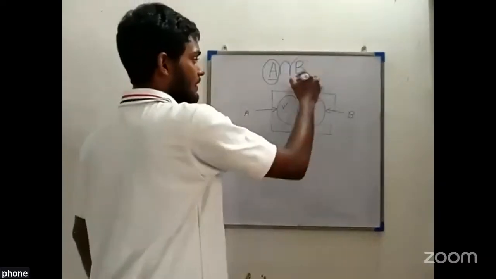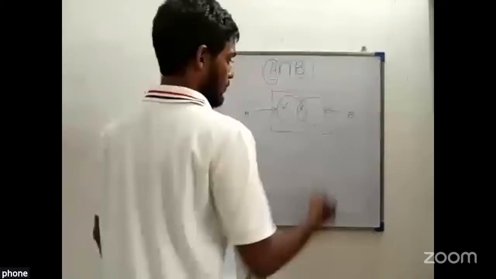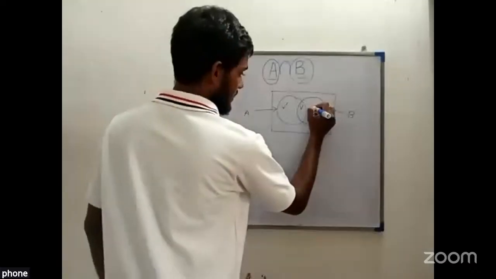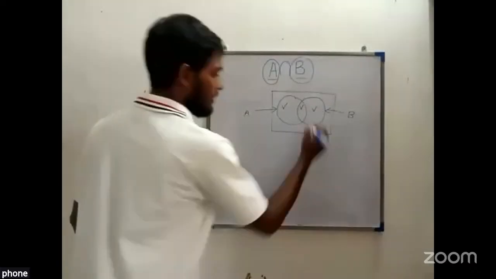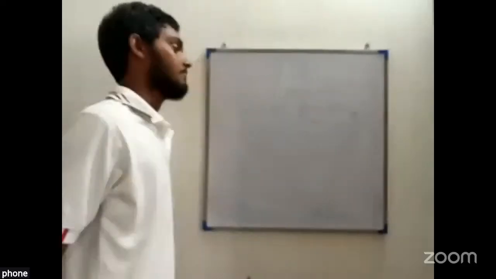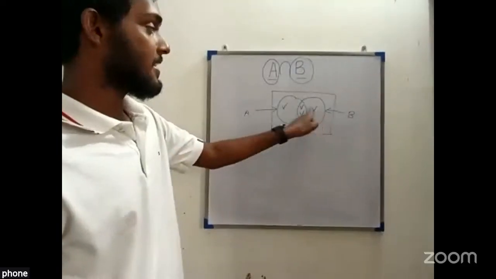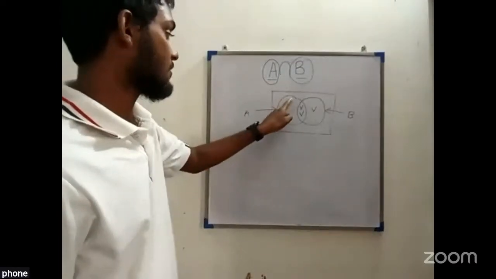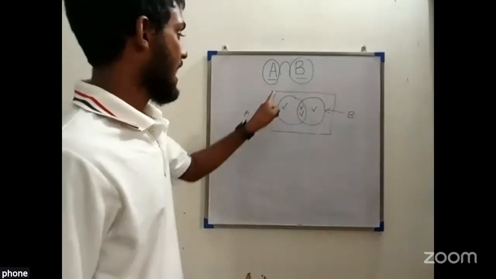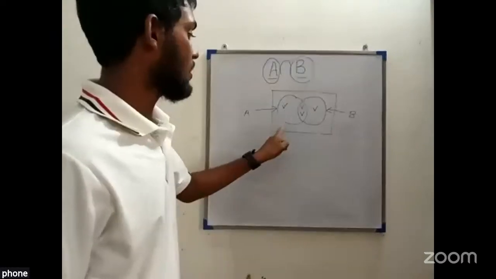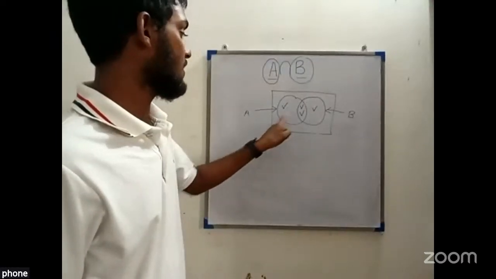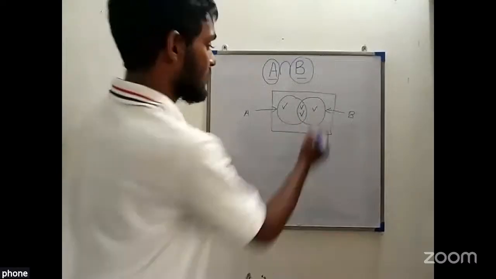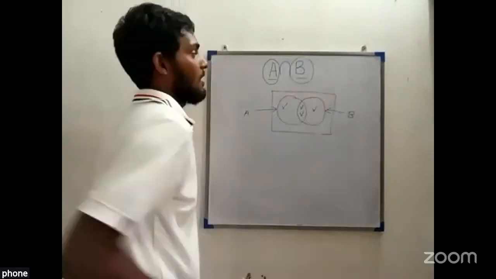Then tick B. Which region is B? This is B. This is also B. This one is not B; this region is A. And this region is outside of A and B. So we can't tick these two regions for B. These two regions, this one and this one, belong to B.